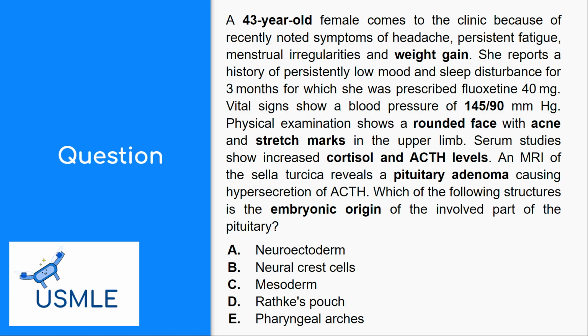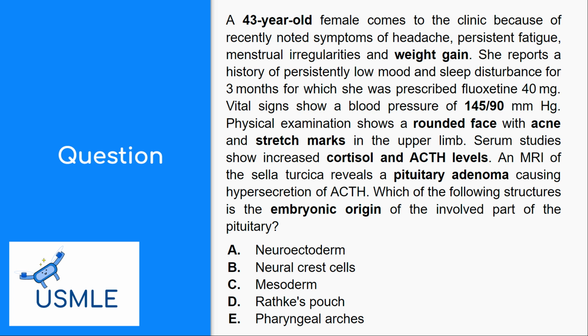Let's look into the question. A 43-year-old female came to the clinic because she was suffering from persistent fatigue, weight gain, menstrual irregularities. Her blood pressure is on the higher side. On physical examination, she has a rounded face with acne and stretch marks. Serum studies show raised cortisol levels and ACTH levels, and an MRI shows a pituitary adenoma in the sella turcica, which is causing the hypersecretion of ACTH. Now, this clinical picture is consistent with Cushing's disease.